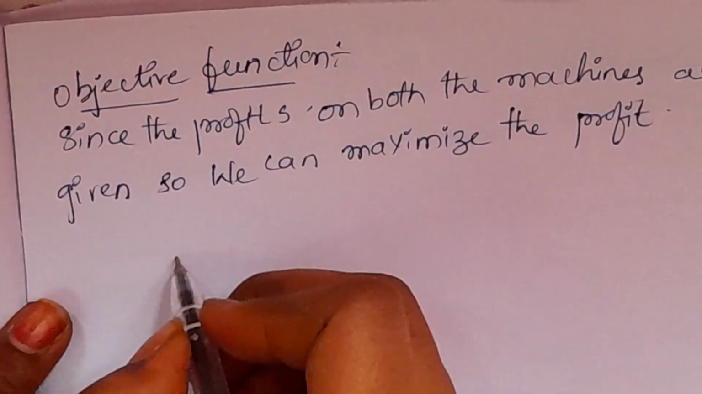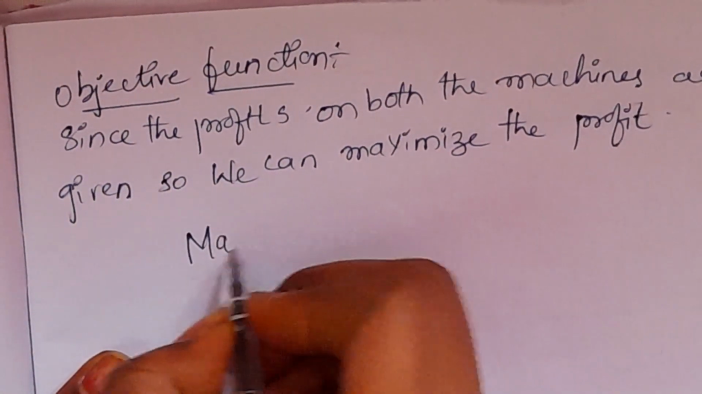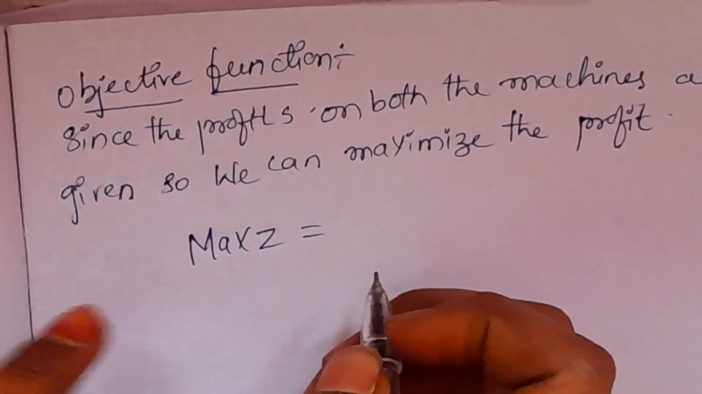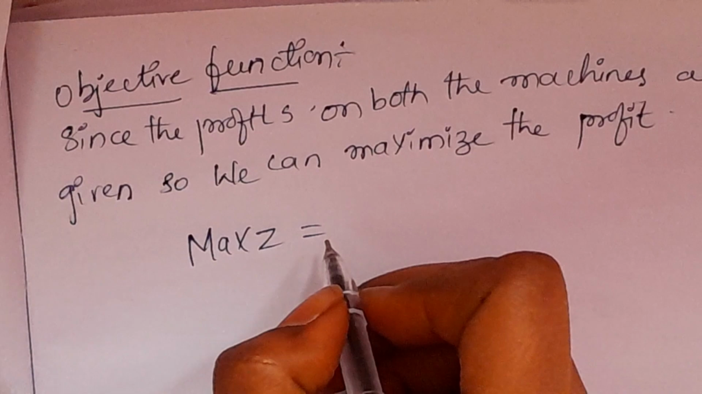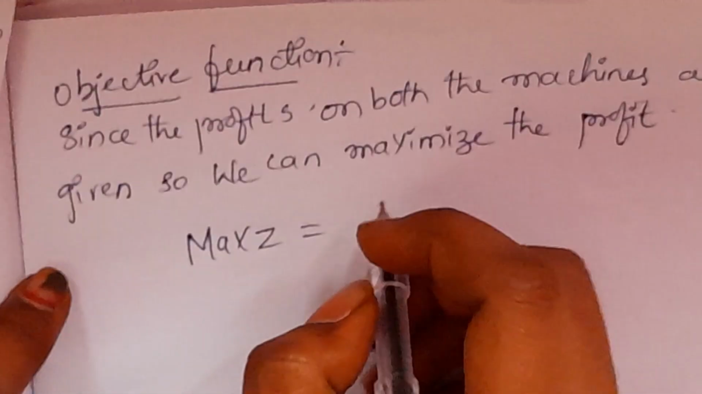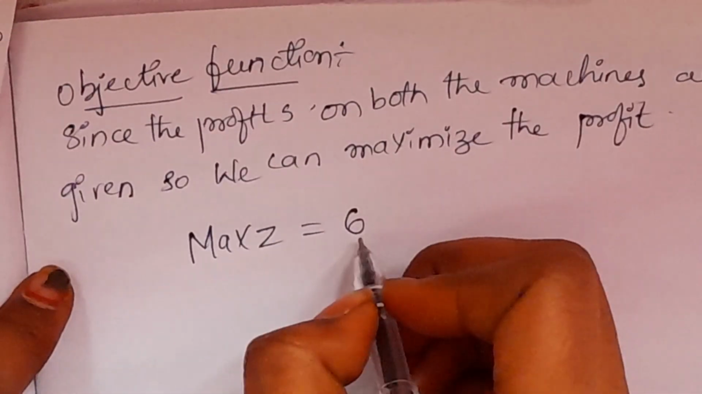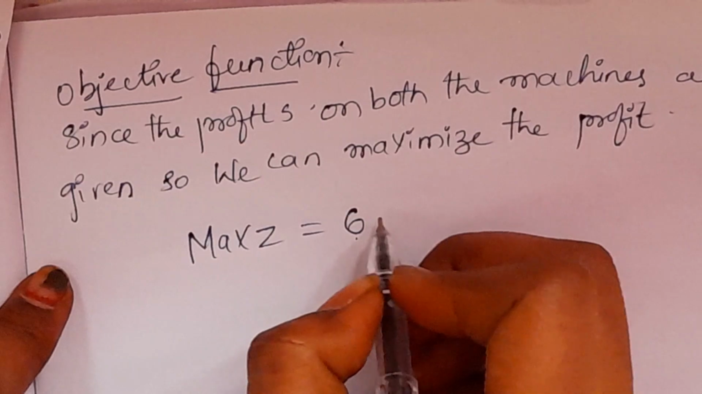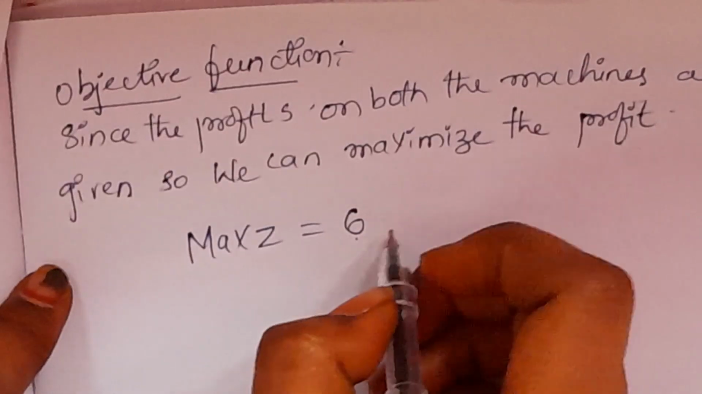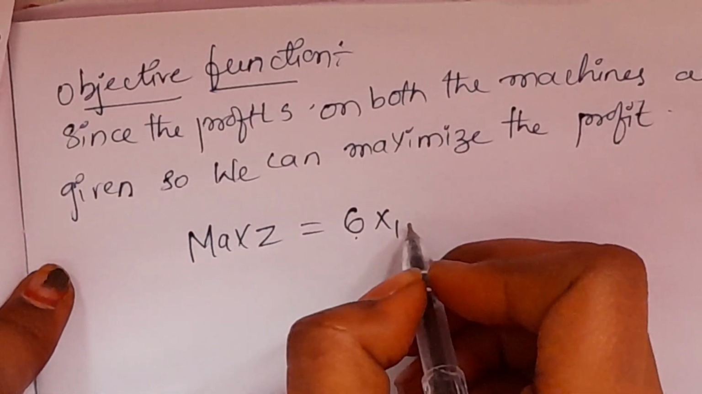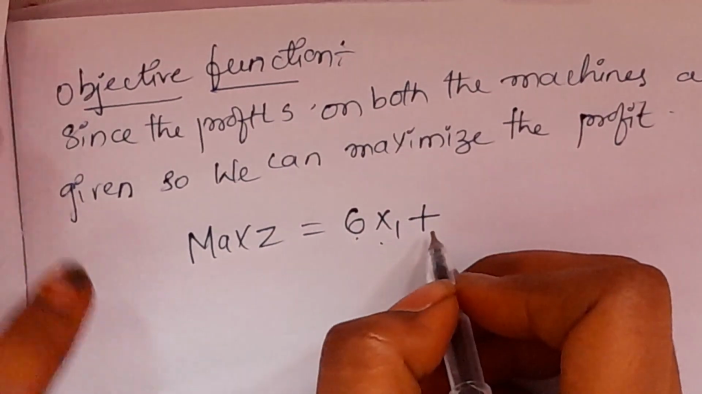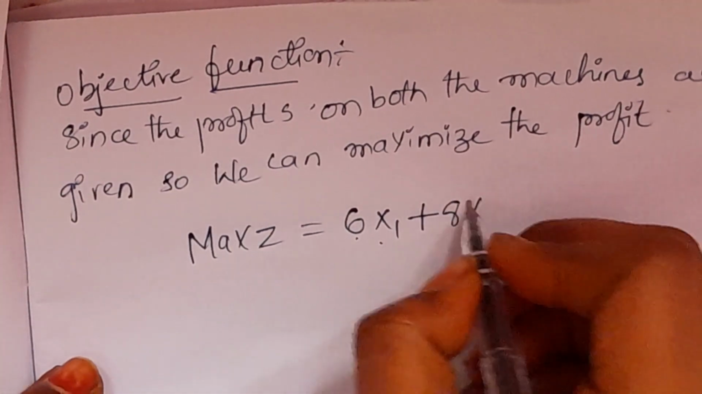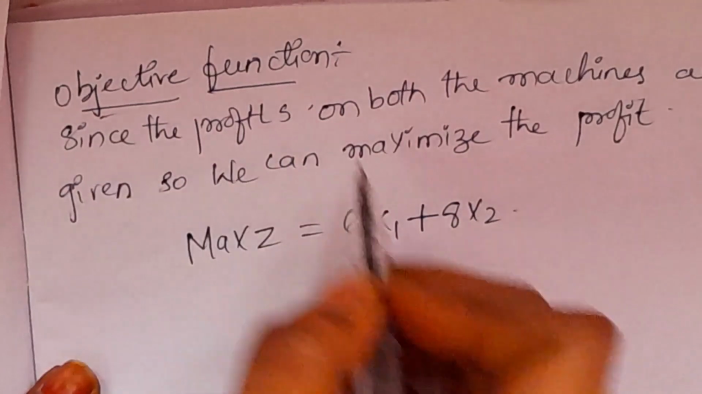We have to max z is equal to profit of P1, which is 6 rupees, right? 6 rupees. So here instead of writing P1, we can take x1. In decision variable we have discussed this. Plus profit of P2 is 8x2. This is the objective function.